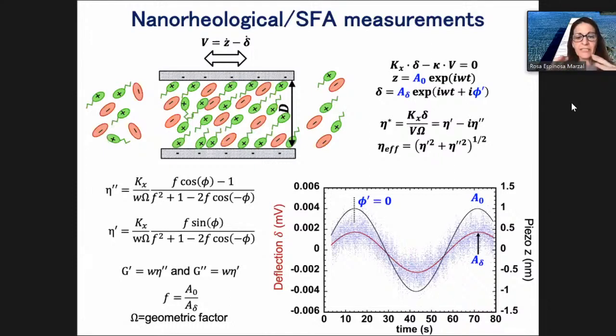Knowing these two parameters, we can determine the complex viscosity, if we have a viscoelastic behavior, or an effective viscosity, which is variable, it's not a complex number. Here you have the equations for the two components, and we can also determine the storage modulus and the loss modulus.